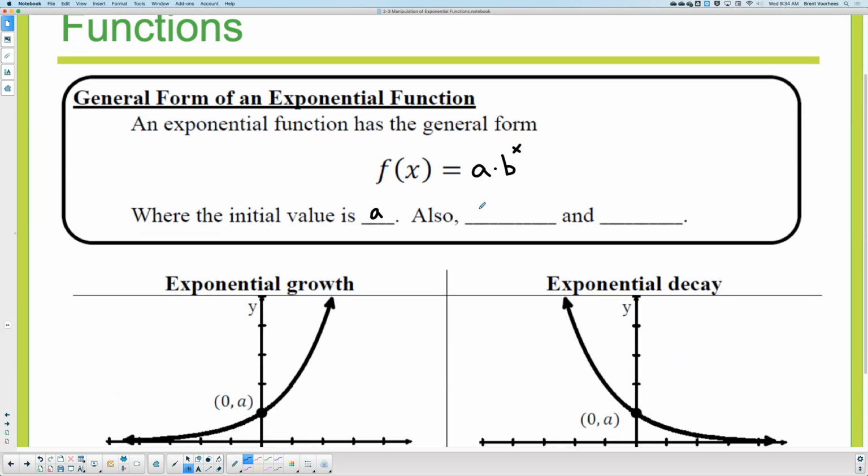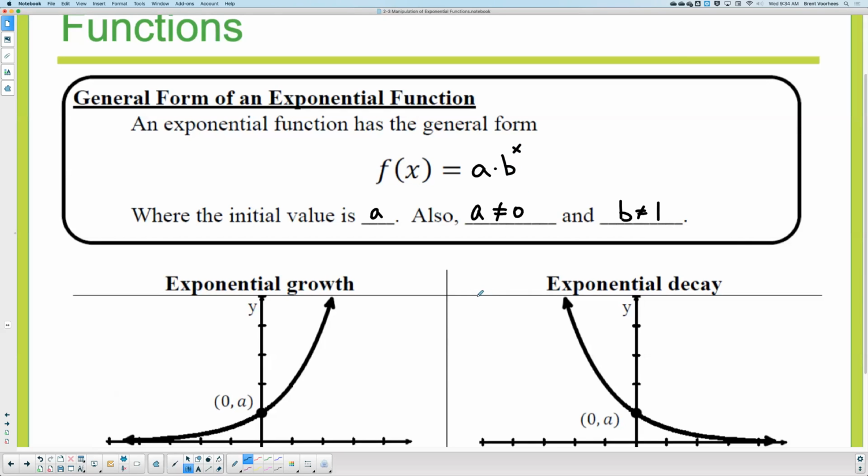Okay, here's what you need to know. A cannot equal 0. The initial value cannot be 0. Think about it. What is 0 times anything? 0. That's right. And there's one more thing about b. B cannot equal 1. Now, why would that be the case? What is 1 to the third power? 1. What about 1 to the fourth power? 1. What about 1 to the fifth power?